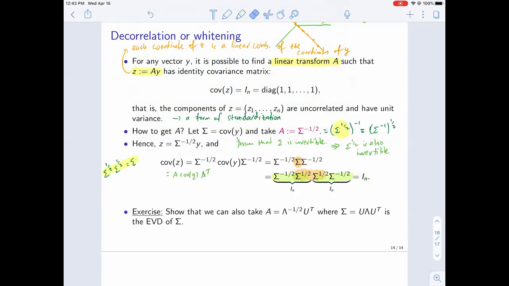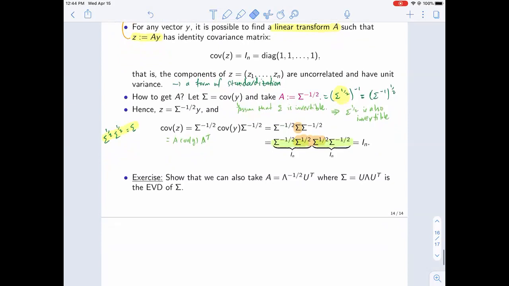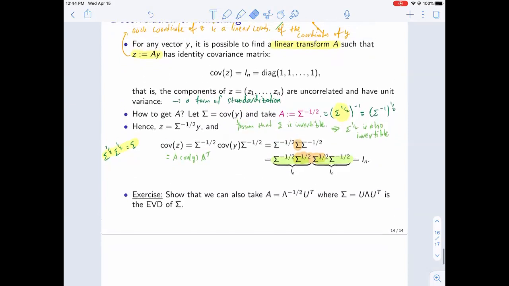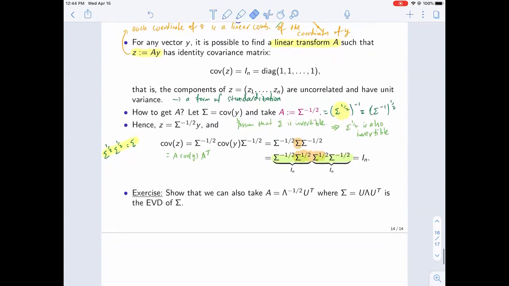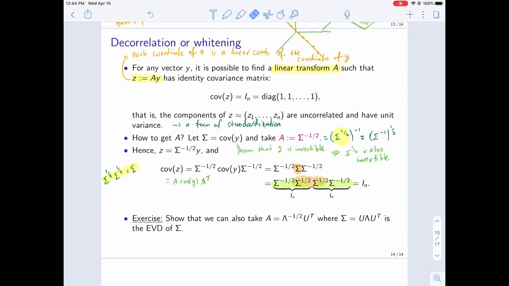Okay, so this matrix works, and this Z has covariance identity, or the coordinates are uncorrelated and the variances are 1. So any question? No questions? Okay, just remember this. We'll come back to this.